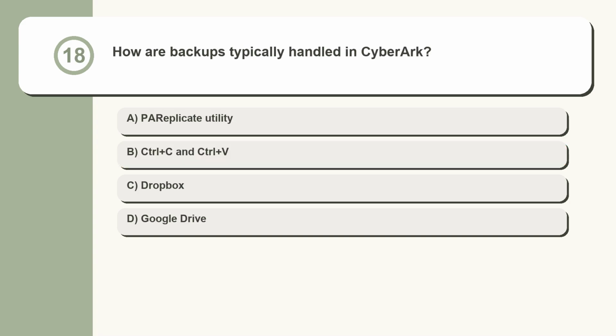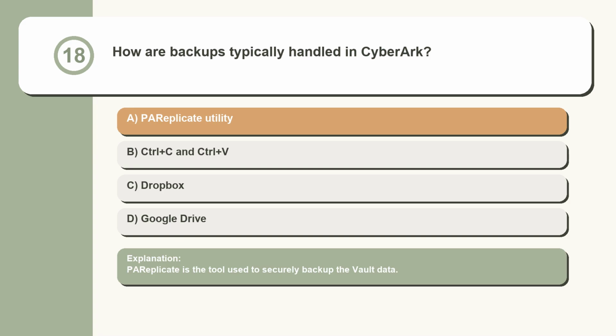Question 18. How are backups typically handled in CyberArk? PA Replicate Utility. Control+C and Control+V. Dropbox. Google Drive. PA Replicate is the tool used to securely backup the vault data.